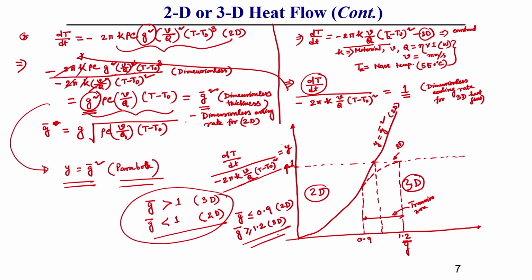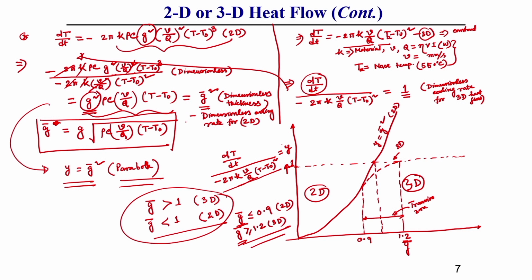So, how is this G bar dependent? This G bar is dependent on this parameter I have already shown. G bar is equal to G into square root of rho C V by Q (T minus T 0). So, based on this dimensionless parameter, you can define which case you should consider 2 dimensional types of heat flow, which case you should consider 3 dimensional types of heat flow.